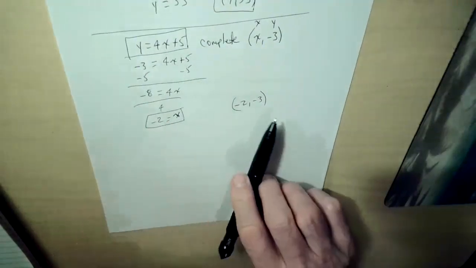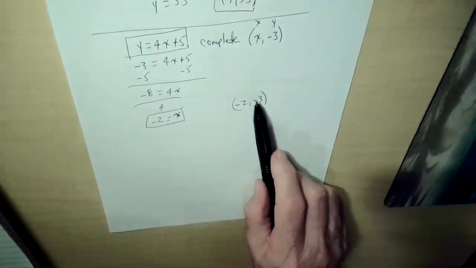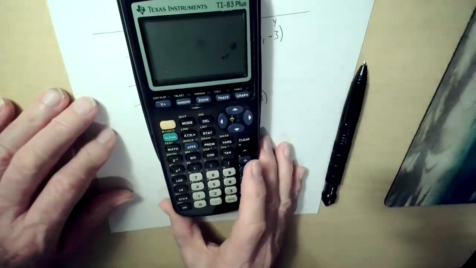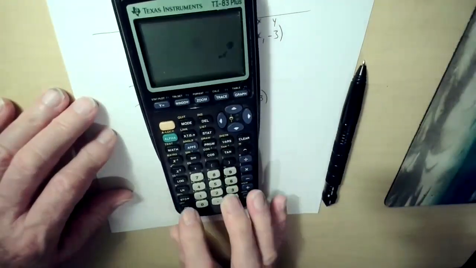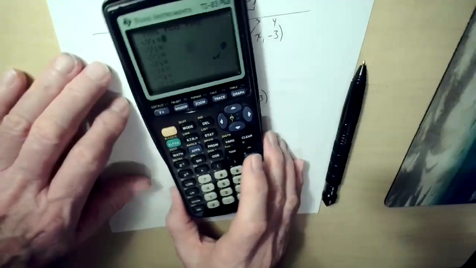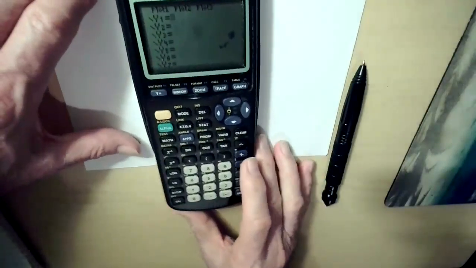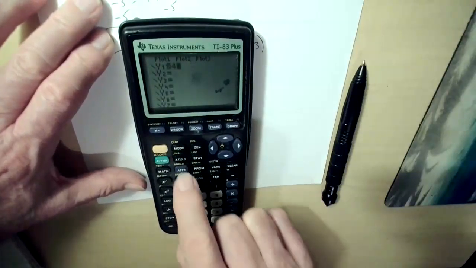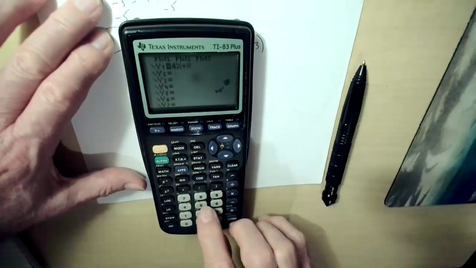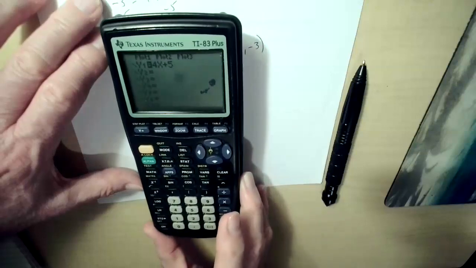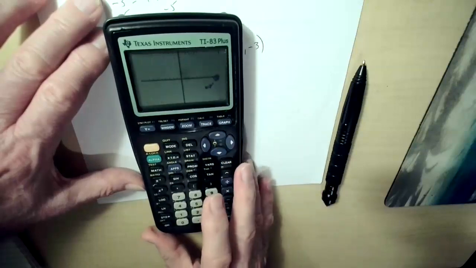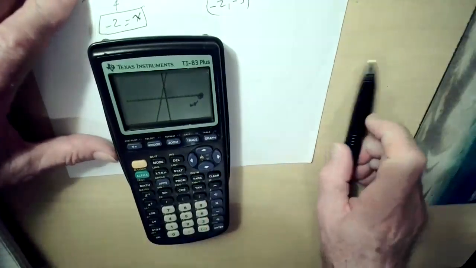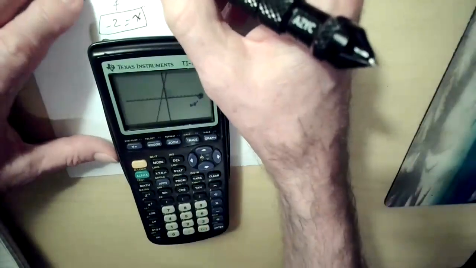Now look, let me show you again what this means. You plug this into your handy dandy graphing calculator. First you turn it on, go to y equals, and we're going to put in 4x plus 5. 4x plus 5. Make sure you put it in right. Graph it.